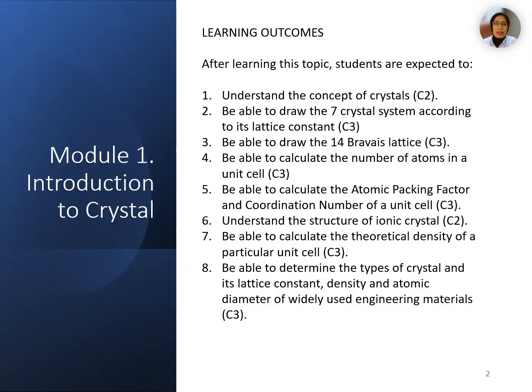As you can see here, the learning outcomes expected from this lecture are: first, understand the concept of crystals. Second, be able to draw the 7 crystal systems according to their lattice constants. Third, be able to draw the 14 Bravais lattices. Fourth, be able to calculate the number of atoms in a unit cell. Fifth, be able to calculate the atomic packing factor and coordination number of a unit cell.